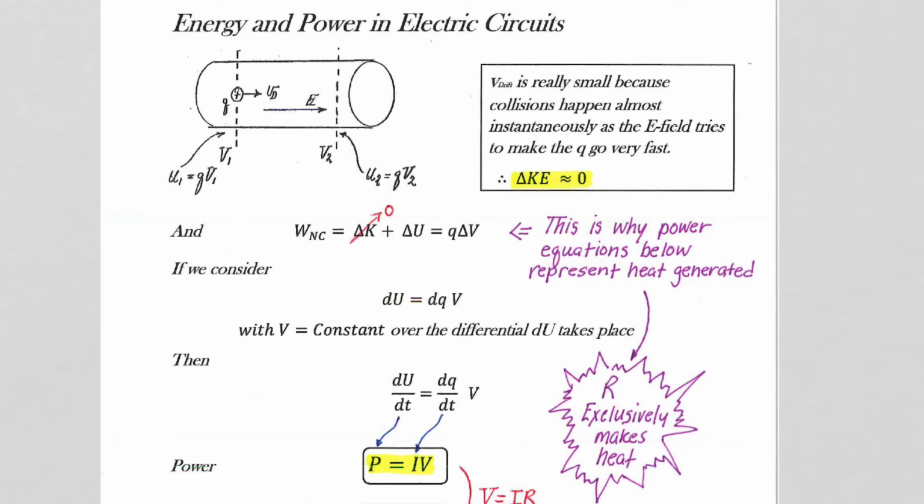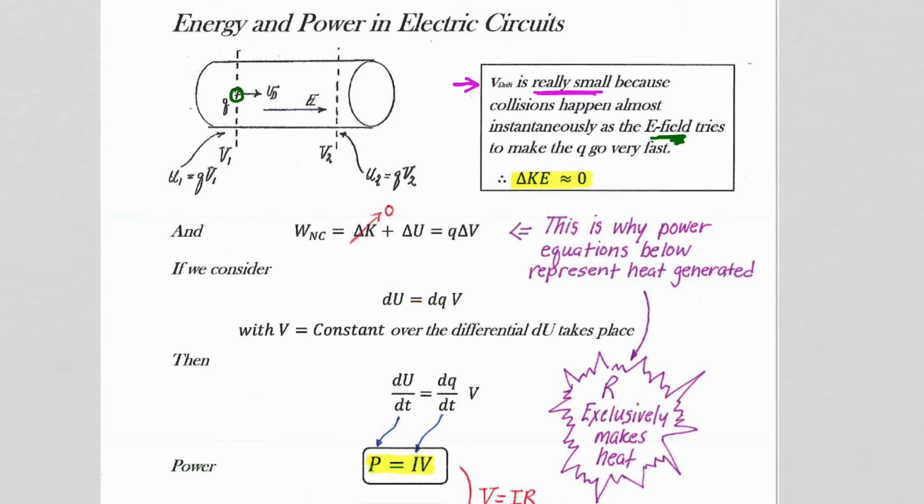All right, energy and power in electric circuits. As we have noted, the drift velocity is really small in these wires. And we've said that's because collisions happen so often and so fast that it's really difficult for this charge to flow through the wire as quickly as the electric field wants to allow it to flow.